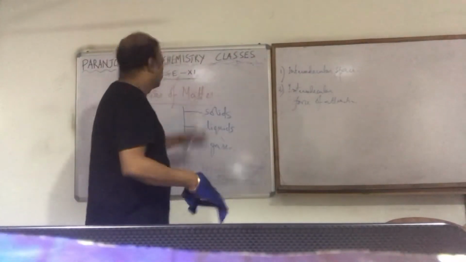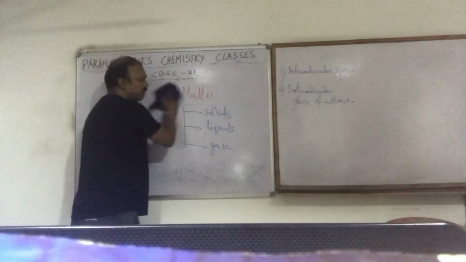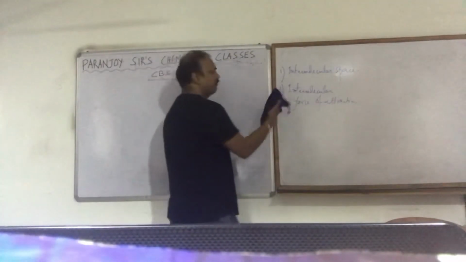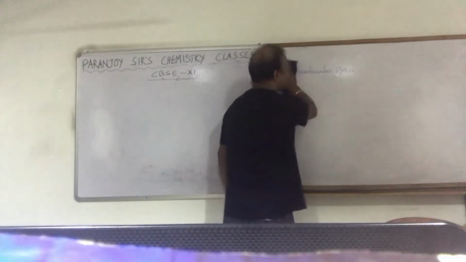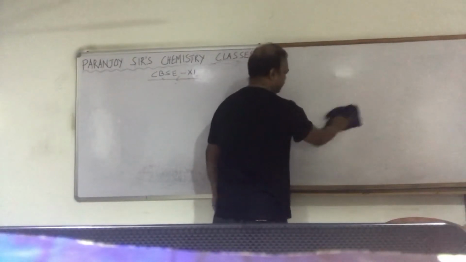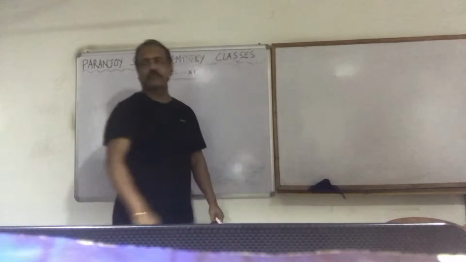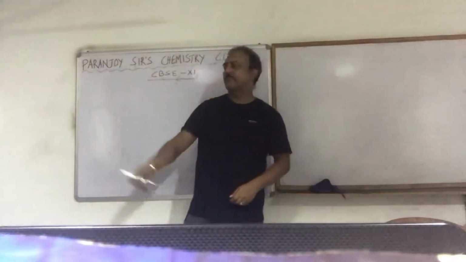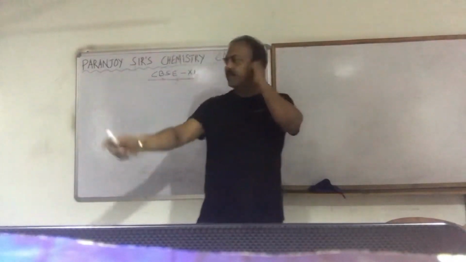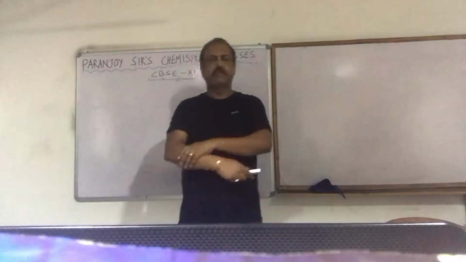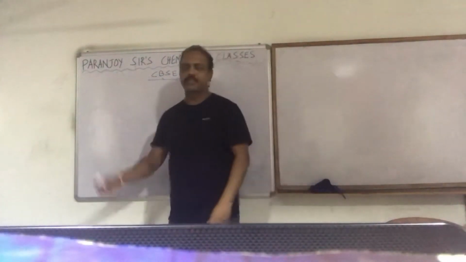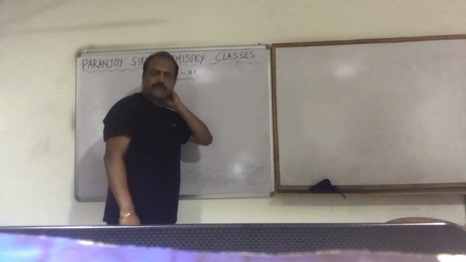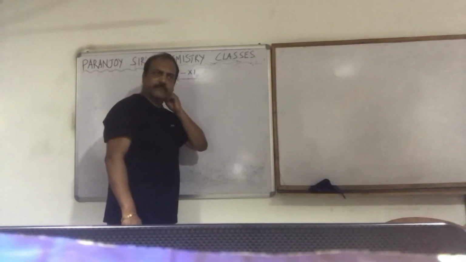So give a heading and write it down. You can write: types of intermolecular force of attraction. Anna, you keep some space before that. Just keep a little bit of space. That is the easier and basic part I told. Types of intermolecular force of attraction, that's the heading.